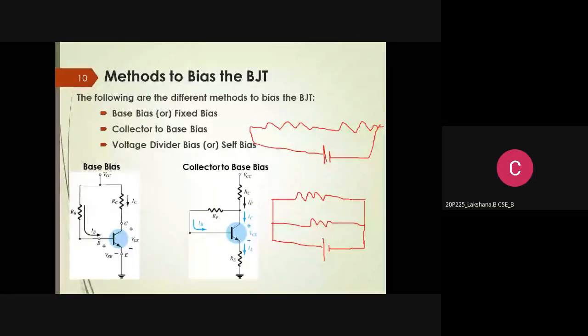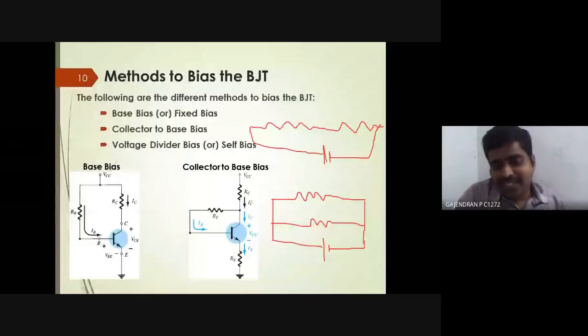Parallel. Madam, series. How did you say parallel at first? Please conclude. It's okay, now you are telling series. Please give a conclusion: how will the voltage get divided in the series circuit?